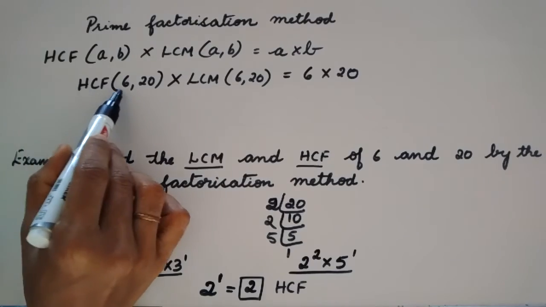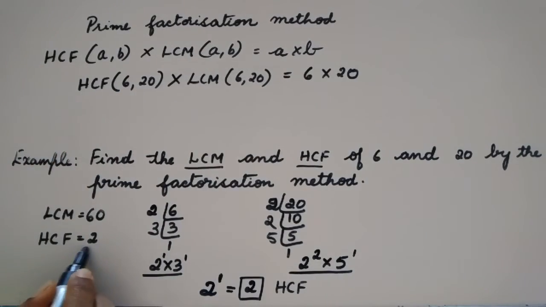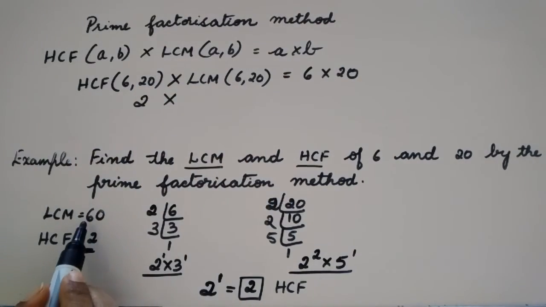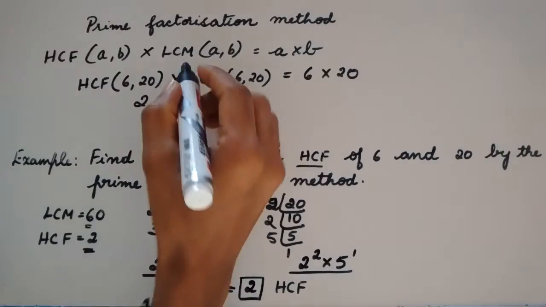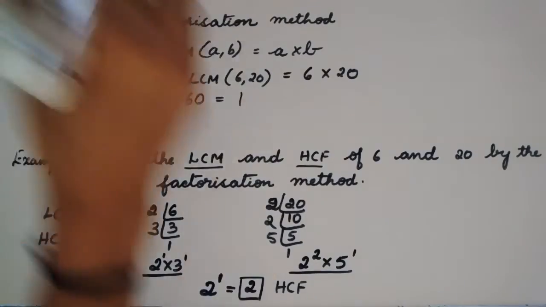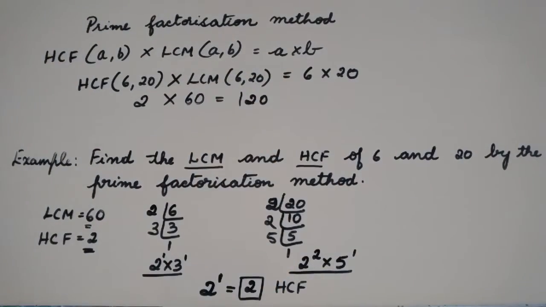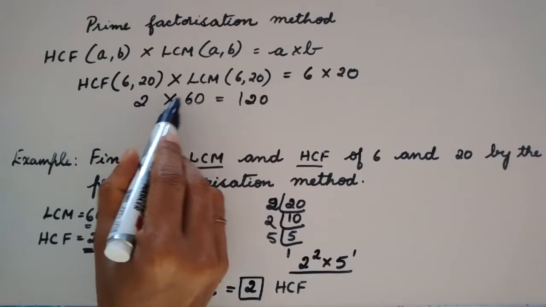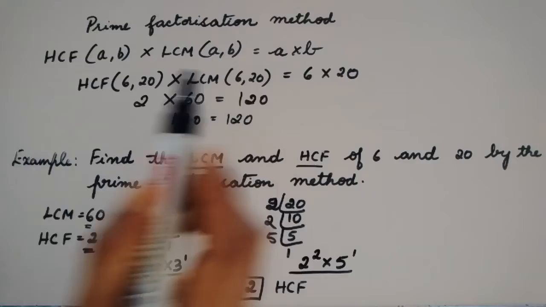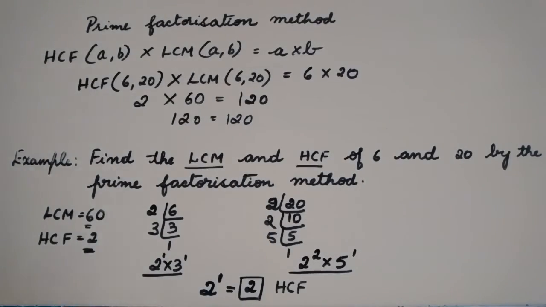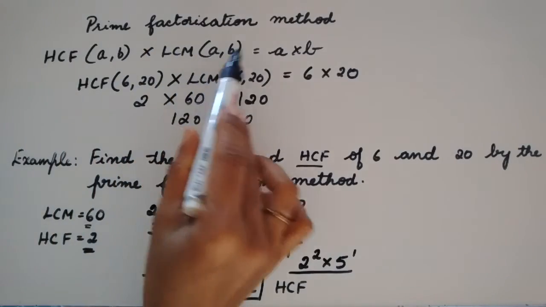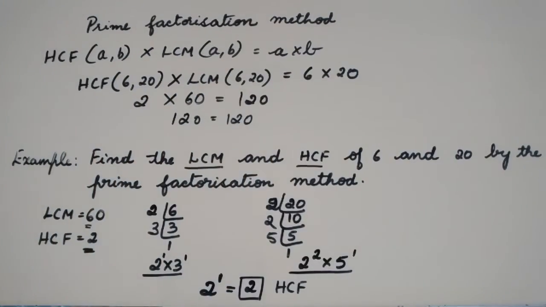Now what is HCF of 6 comma 20? We got it as 2, isn't it? So 2 into, what is LCM of 6 and 20? It is 60. So what is 6 into 20, students? It is 120. So 2 into 60 is also 120, isn't it? So here we came to know that HCF of A comma B into LCM of A comma B will be equal to A into B.